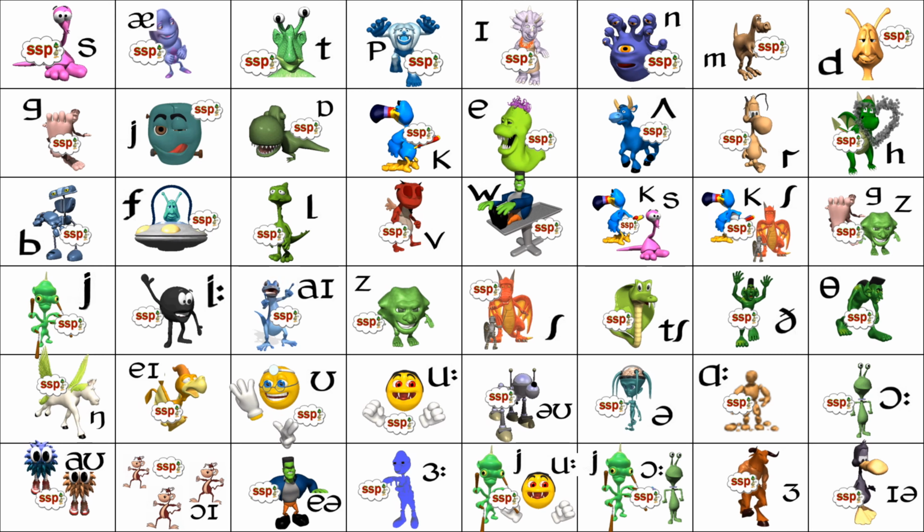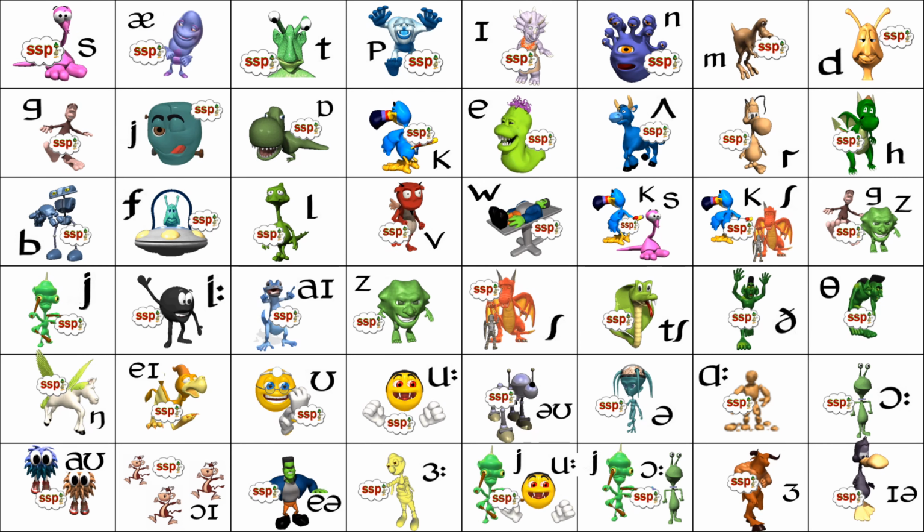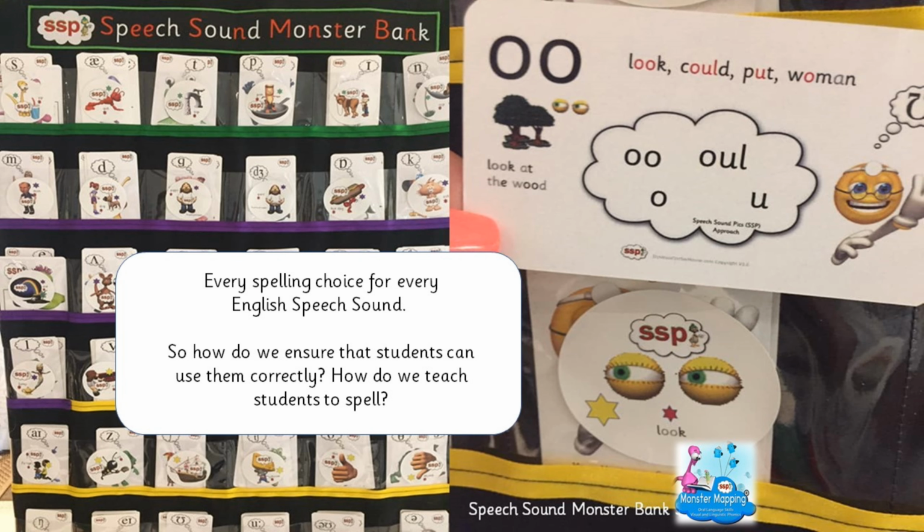Resources enable students to see every spelling choice. So here we've got the speech sound monster cards. Every monster represents an English speech sound, and all of the representations on paper for that speech sound are found on their cards in their spelling clouds. So the what is here, but how? How do we ensure that every child is able to learn them and use them effectively within their writing, and recognize them and translate them into speech when they're reading?